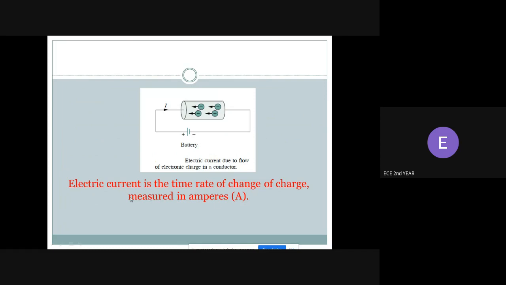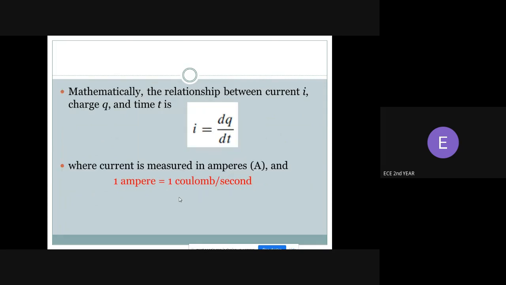So what is current? Electric current is the time rate of change of charge, measured in amperes. The mathematical relationship between current, charge and time is i = dq/dt, where current is measured in amperes, and 1 ampere is equal to 1 coulomb per second.